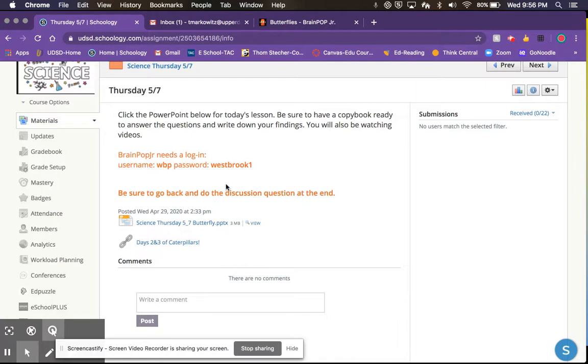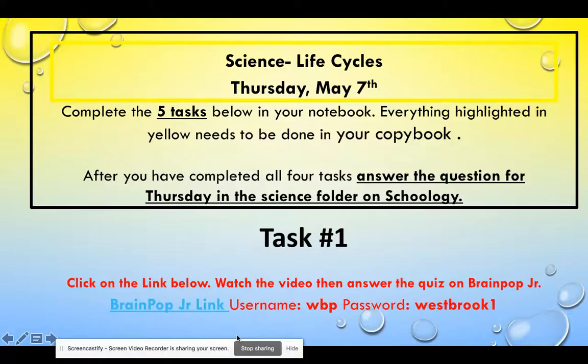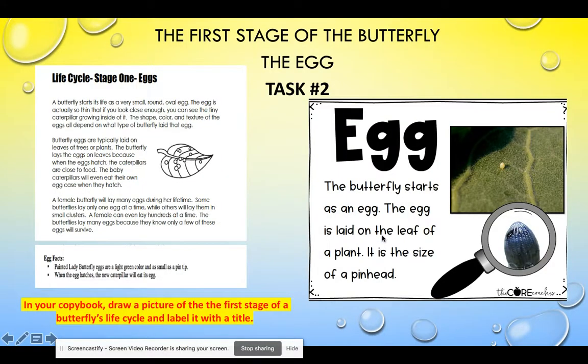All right, and when we go back into the lesson, you'll read about stage 1 of the caterpillar's life. It's in the egg stage. It starts as an egg. It's laid on the leaf of a plant, and it's the size of a pinhead, which is teeny, teeny, teeny, tiny. We would use our magnifying glass to see it. The first thing you're going to do in your notebook is draw a picture of the first stage of a butterfly's life cycle and label it with a title, similar to what you're seeing over here, okay?